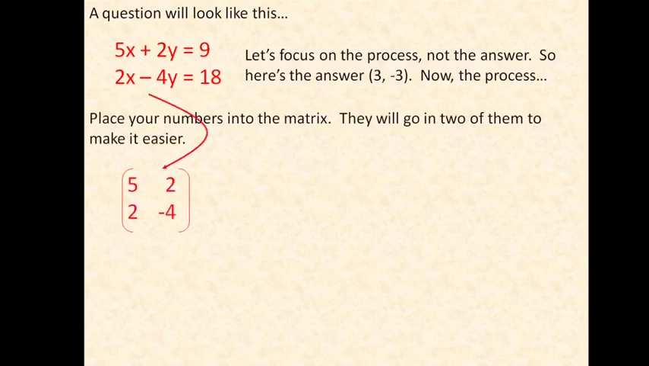First, we will place the coefficients of x and y from equation number 1. This is our equation number 1, where the coefficients of x and y are 5 and 2, which are placed in our matrix in the first row, 5 and 2. Then we will take the coefficients of x and y from equation number 2, which are 2 and minus 4, and they are placed in the same matrix in the second row, 2 and minus 4.